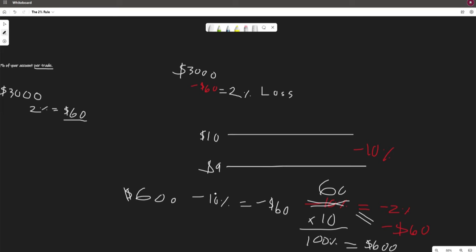Even though the stop loss was a big difference between the last example and this example, right? This one's 10%, the last one was 20%. It's still the same 2% loss. So that way, you're only losing $60 every trade, no matter the stop loss.